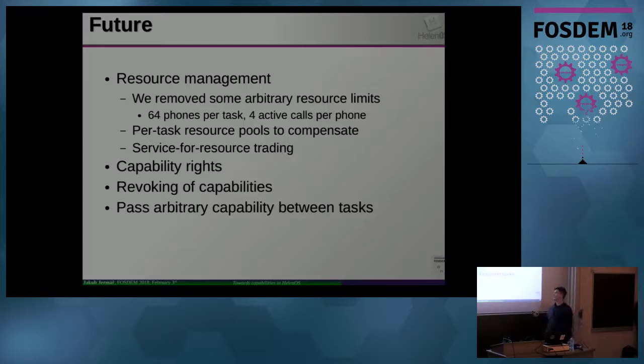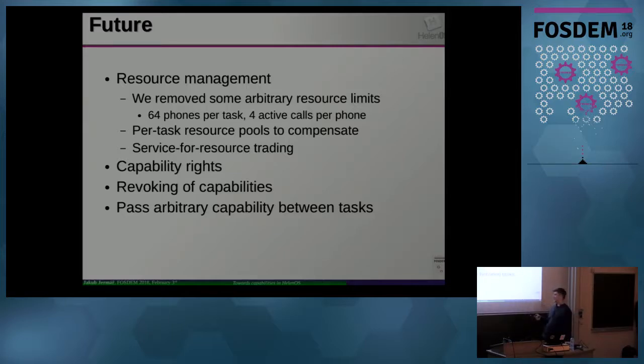So for example, we don't distinguish between different capability rights. At this point, all capabilities that point to the same object are equal. But as I illustrated on the example of the answer box capability that could be used for both sending and receiving, we might need to introduce something like capability rights. Currently, there is also no way to revoke an existing capability, so we might introduce that if it's needed.